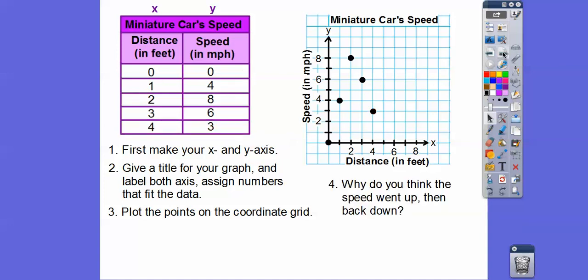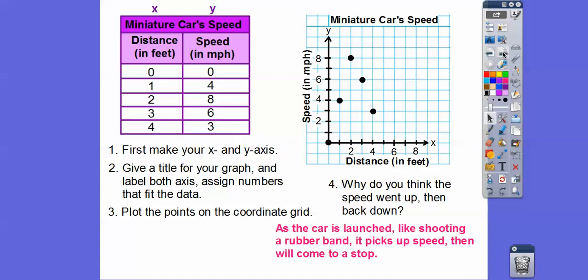Why do you think that speed went up and then it went back down? Well, we talked about the launch. As the car is launched, like shooting a rubber band, it picks up speed and then it comes to a stop. So it starts off going fast and then it goes slower right there.